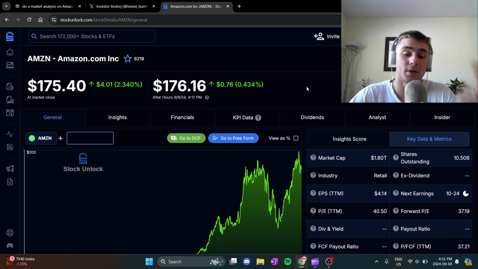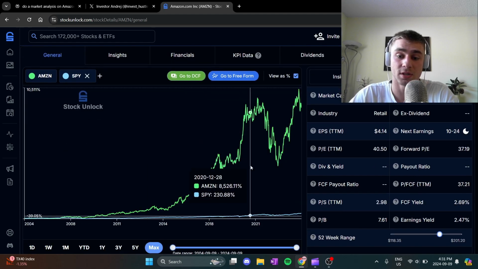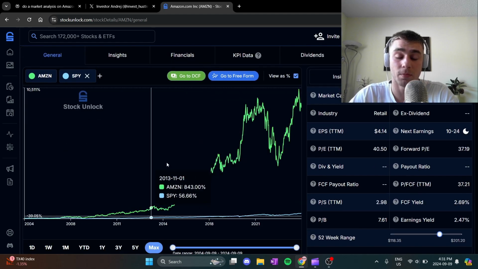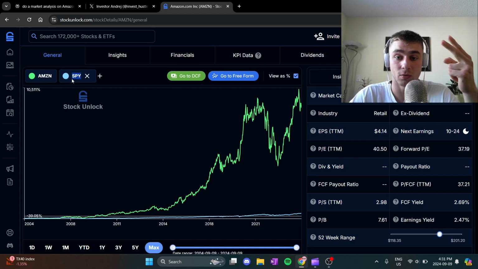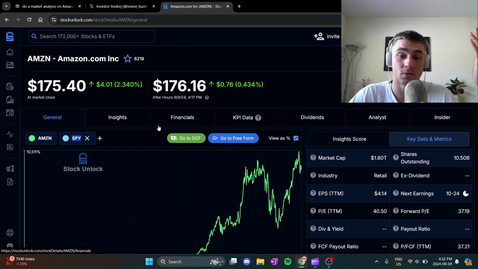Right here, if you press this, you can put any stock in here and it'll compare the two stocks side by side. So you can see how the company is doing compared to the SPY, or you can compare it to its competitors. If you're interested in investing in TD Bank, you can compare it to Royal Bank, BMO, and whatnot. That's just an example. And we can see Amazon absolutely killed it.